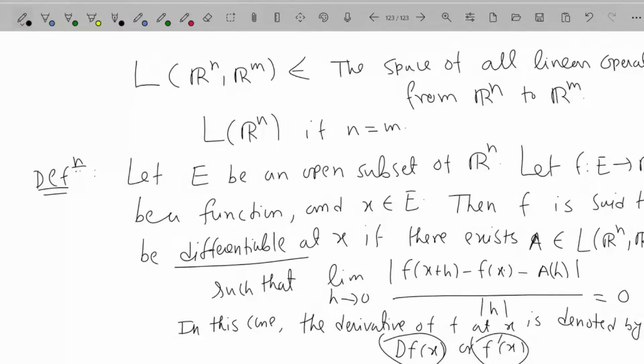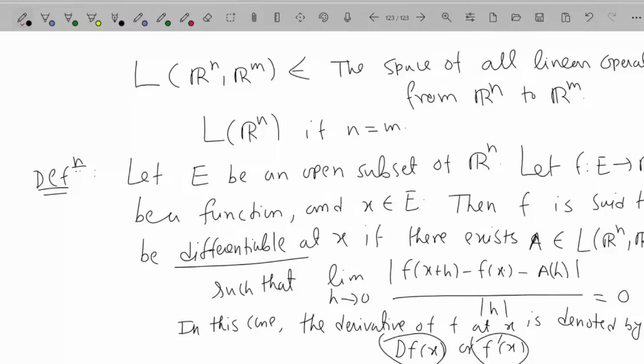So the mod value on Rn is the standard mod. What is it? If h is, let's say, (h1, h2, ..., hn), then it is the square root of h1 squared plus h2 squared plus ... plus hn squared. That is the mod, not the real number mod. You can also use the norm notation, that's fine, but in analysis we just use this way. It's clear from the context.